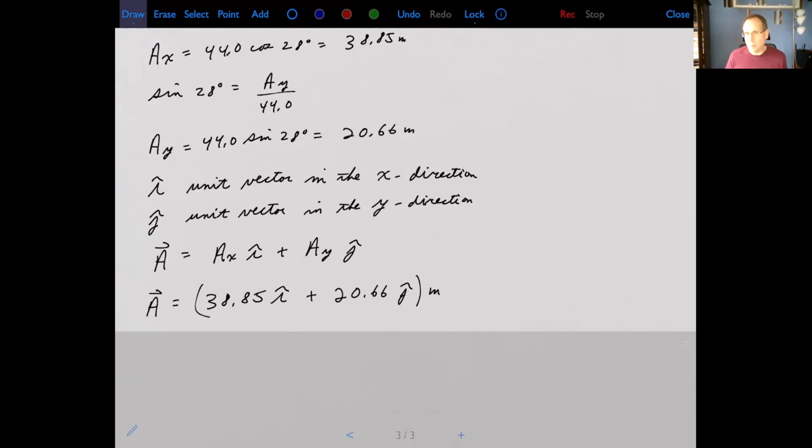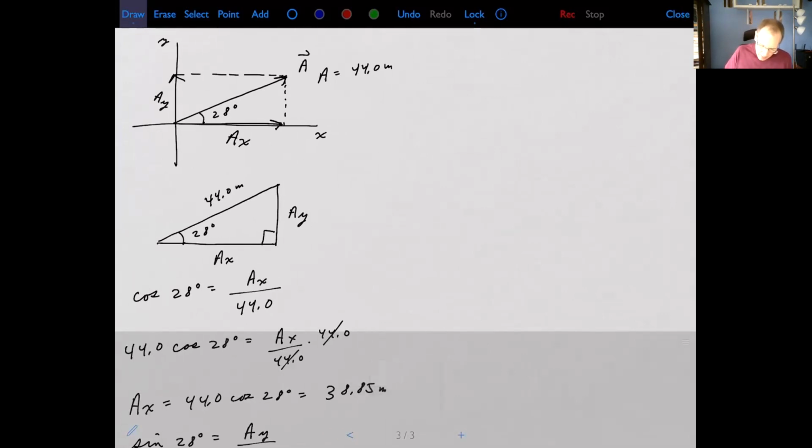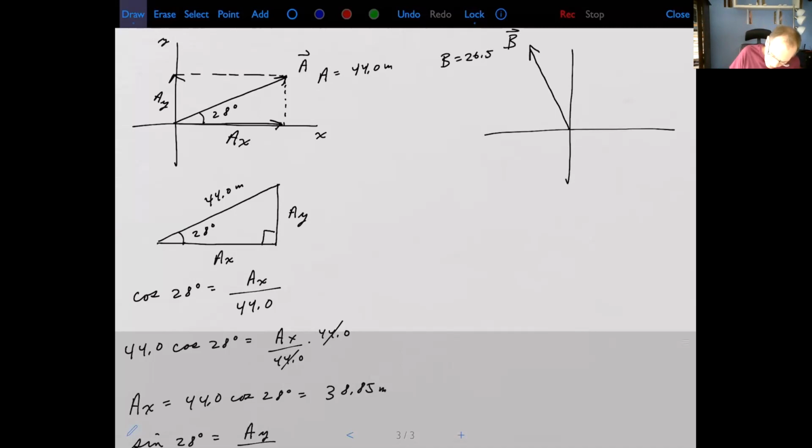Okay, so we found A in terms of its components. Let's do the same thing for B. Let me go back up to the top here. So now for vector B, it was in the second quadrant, right? So it was something like this. We know its magnitude was 26.5 meters. And we knew this angle was 124 degrees, right? 124 degrees.